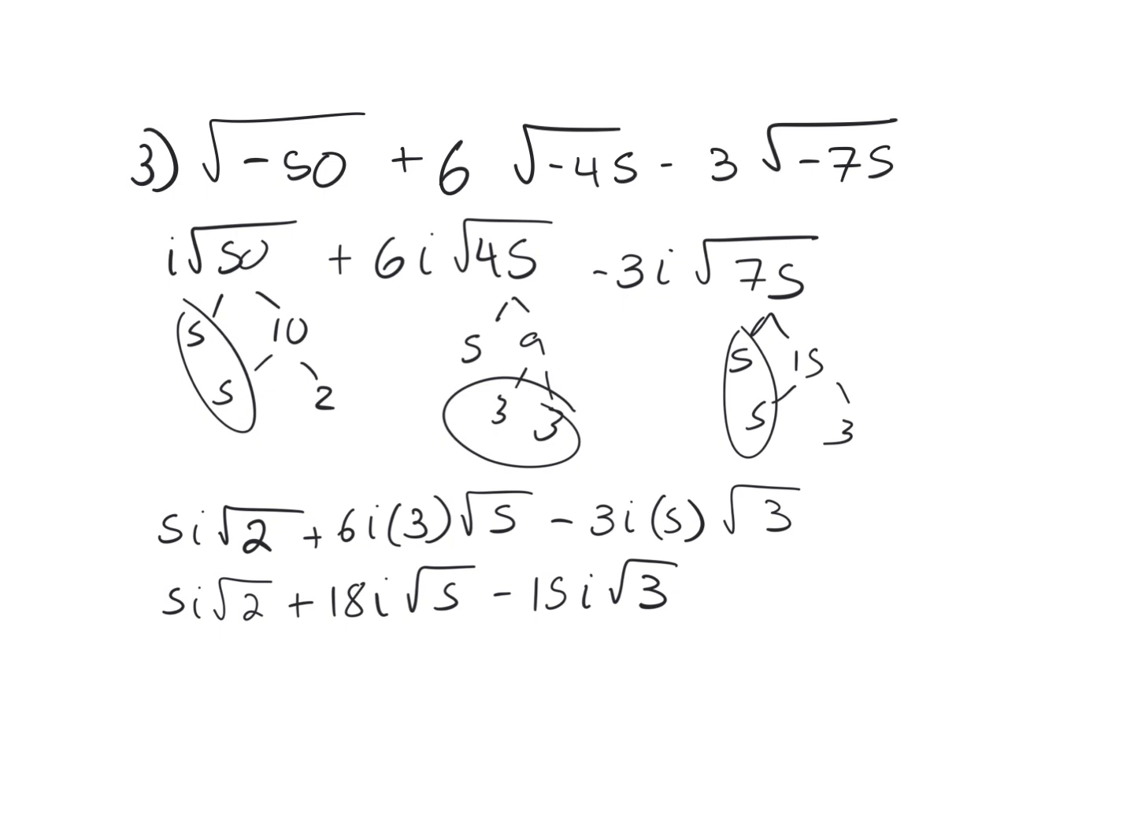And actually, that would be your final answer. You cannot combine any of these because even though they all have i's, they all have different stuff under the square root. You would be able to combine them if the roots were the same, but we have root 2, root 5, and root 3, so none of these can be combined. That will be your final answer.